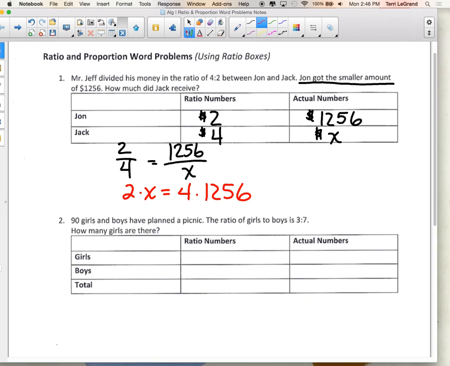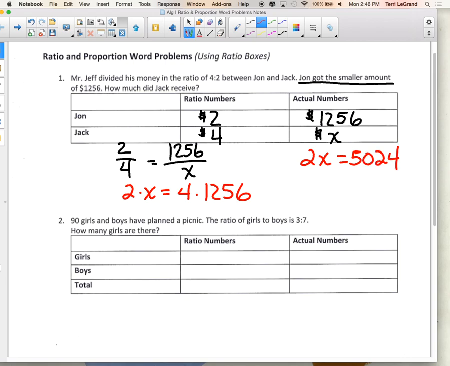Cross products? Anybody using cross products? Okay, so on one side we need to multiply the 2 and the x. On the other side, doesn't matter which sides we use, but the 2 and x need to be multiplied to get a product. The 4 and the 1,256 need to as well. So we should end up with 2x equals, let's see, is it 5,024? Yes. Am I right? Okay.